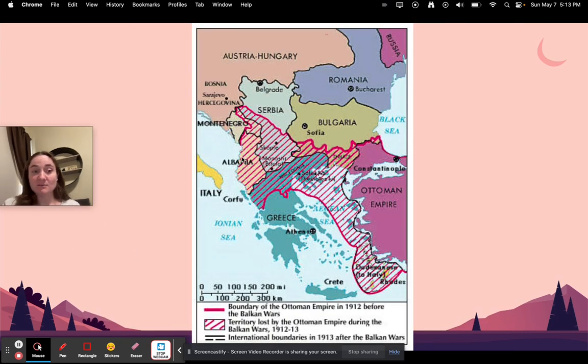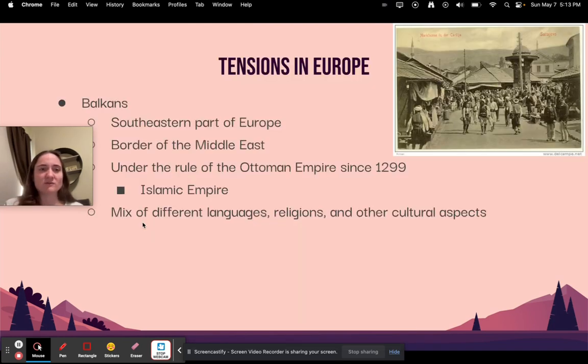And then here's a map of the Balkans back in about 1912. So right before World War I, you can see that some of the countries are a little bit different than modern day countries. So specifically what we want to focus on is Serbia, which is right here. And then here is kind of the upper border of the Ottoman Empire, which I'll talk about really briefly.